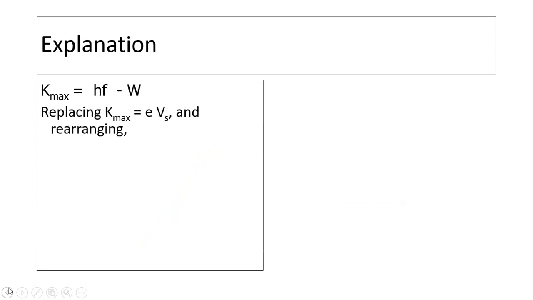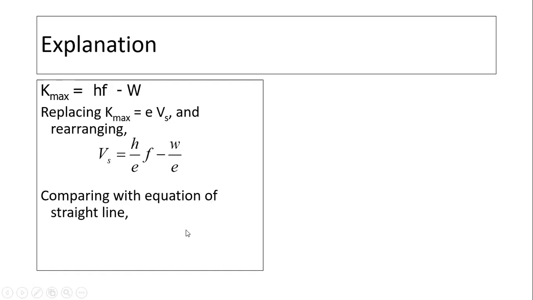You're replacing your EK max with EVS, and then rearranging because we want Vs against our frequency. That's the equation. Replace that EK max with EVS, so divide by E, you get Vs. So this one divided by E, this one divided by E, and compare to the equation of a straight line.